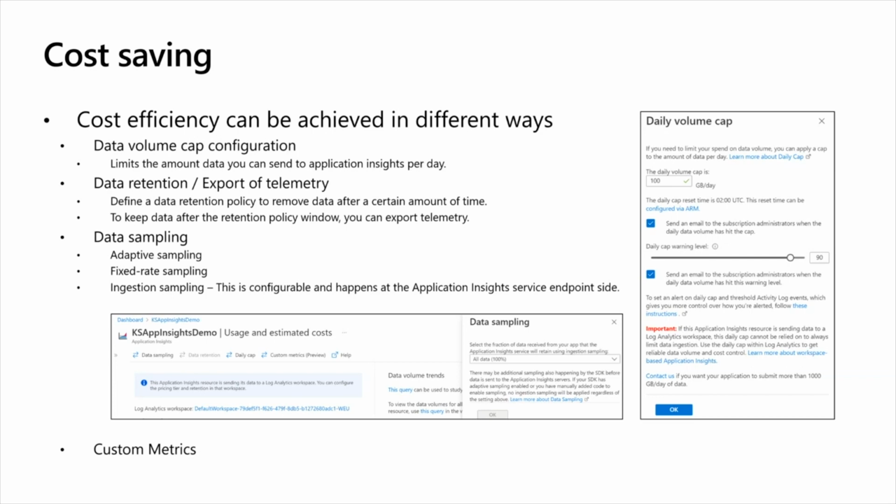And for example, ingestion sampling, some of them are available to be configured right at the application insights service endpoint side. So for example, you see a screenshot there where we say, hey, for the data sampling, let's use 100%. This is where we say we're not doing any sampling. Also through the portal, you'll see there are always links to the documentation that go into pretty much every detail there is in terms of sampling.